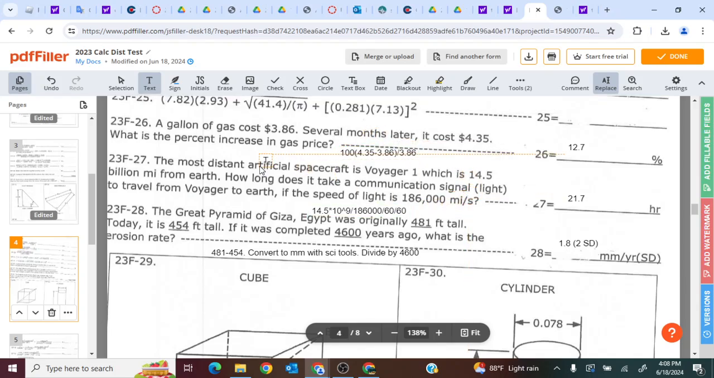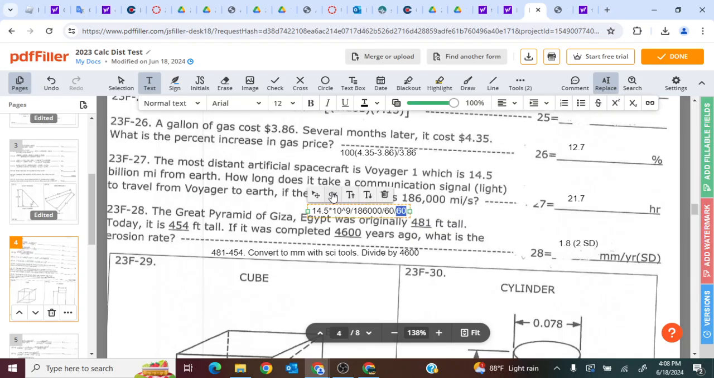Okay, 27. The most distant spacecraft is 14.5 billion miles from Earth. How long does it take something traveling at 186,000 miles per hour to reach Earth? So, that reach the Voyager. So the total miles that the Voyager is away is 14.5 billion, or 14.5 times 10 power to 9. And the amount of time it would take an object traveling at 186,000 miles per hour is the distance over the speed, is the time. Then you divide by 60, convert from seconds to minutes. Divide by 60, convert from minutes to hours.